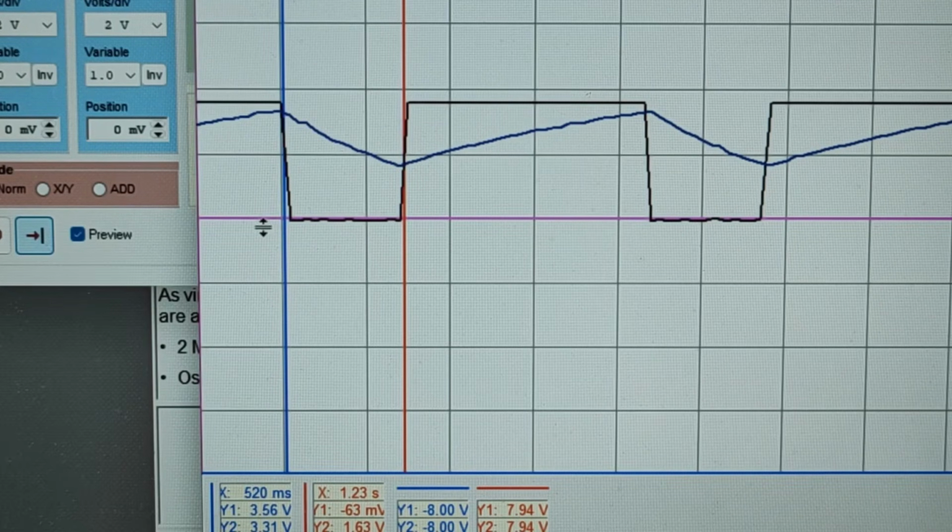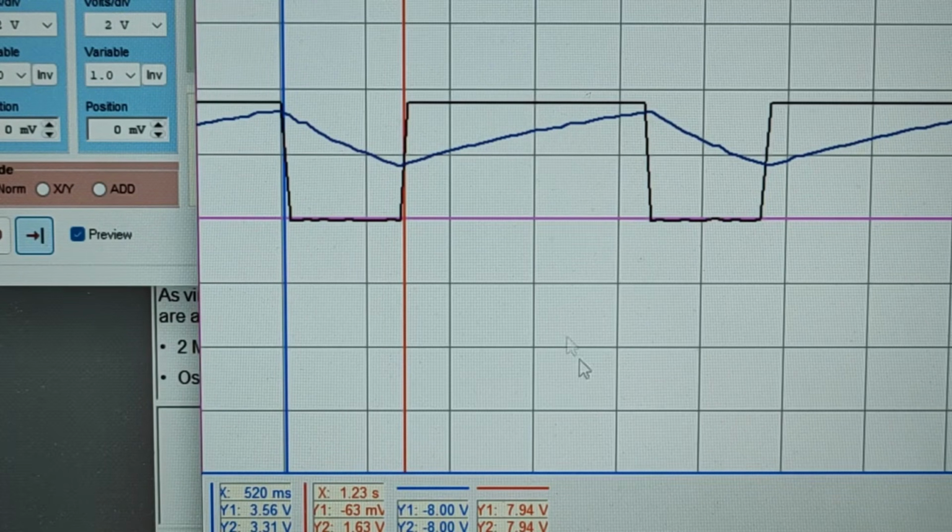Now again, I can compute how long that one is. You see X red is 1.23 seconds, it says here on our oscilloscope, and X blue is 520 milliseconds, that's 0.52 seconds. So I have 1.23 minus 0.52 seconds, I've got 0.71 seconds. So approximately 0.7 seconds off and a little over 1.4 seconds on.